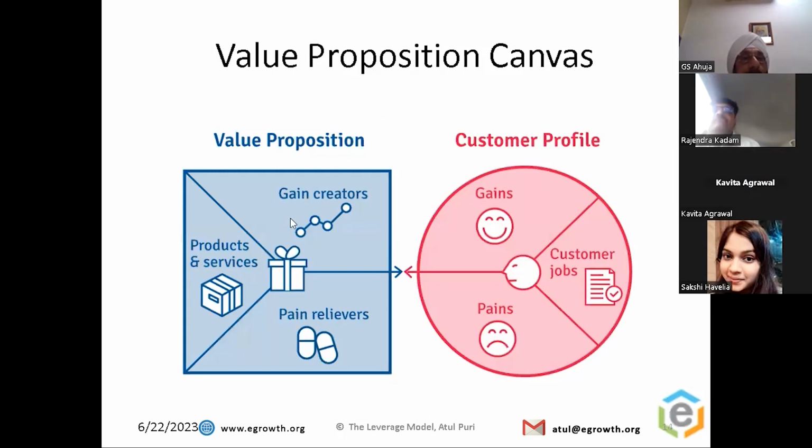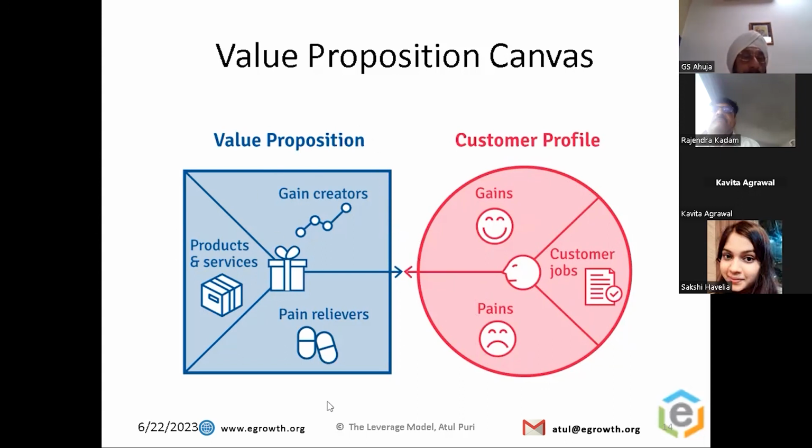Now, value proposition is a separate topic. So maybe next week I will be speaking about the value proposition canvas. But just for the moment, let me run you through this. Let us look at it from the customer perspective. The customer is buying a certain product or service for three reasons. One, to take away the pain that the customer has. Second is to get some gain, some benefits. And third is there is a certain job that the customer wants to get done. These are the three reasons why the customer is considering your product or service.